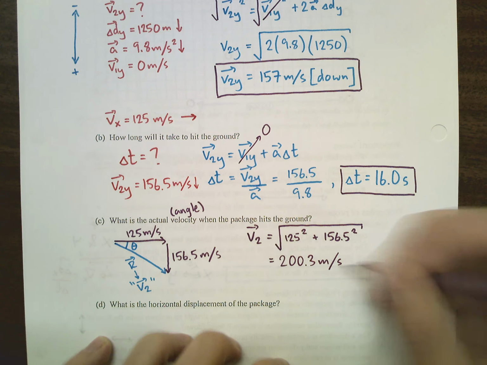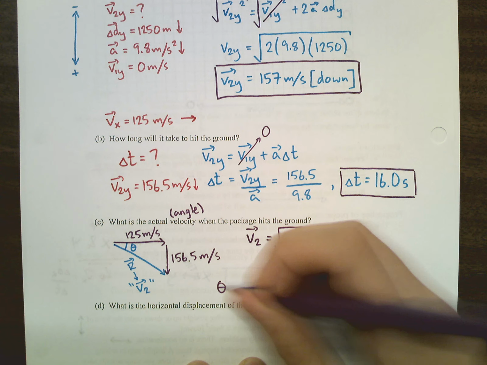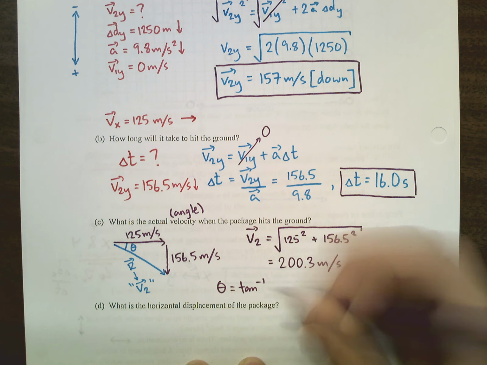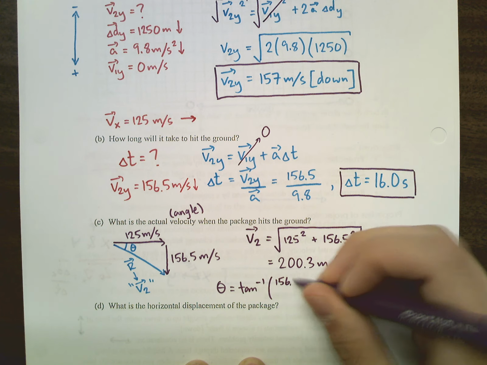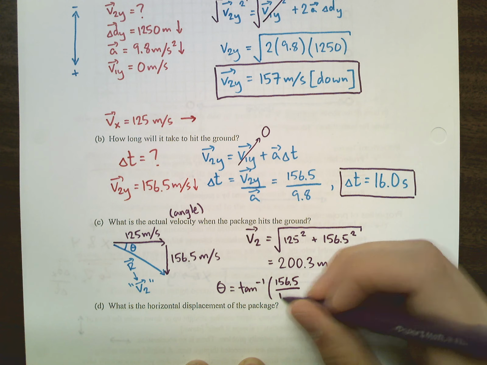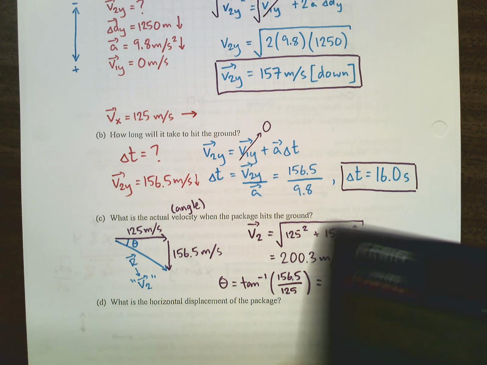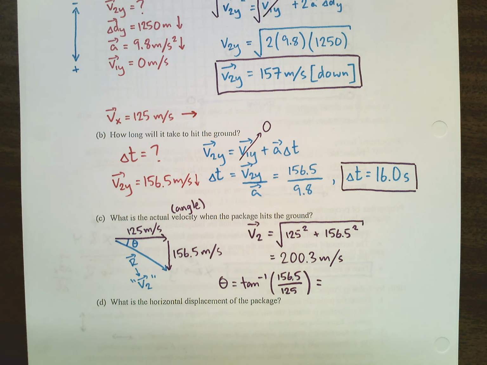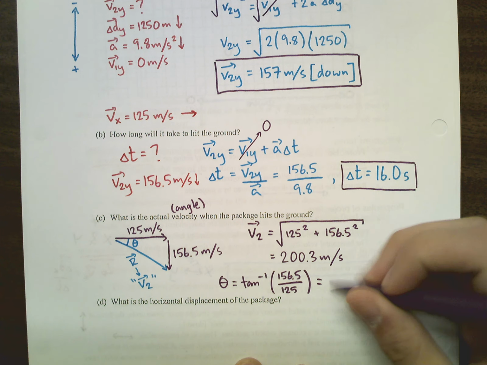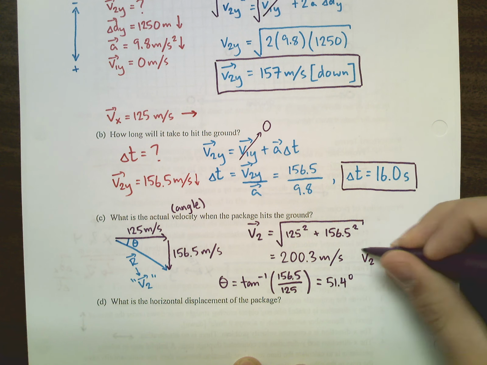Let's go with 200.3 meters per second. And then to find our angle, we have to use the inverse tangent of the opposite over the adjacent. So the opposite we have 156.5 over the adjacent, which is 125. And on my calculator, inverse tan, we get 51.4 degrees. I'm almost finished here, just one sec. So 51.4 degrees.